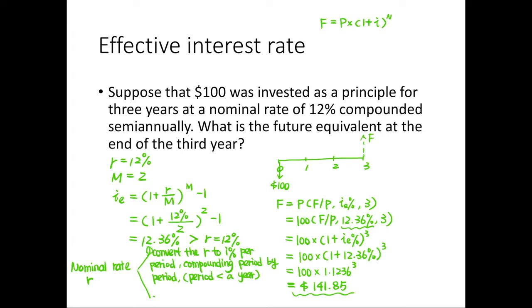That's your first option. The second option is you can use your nominal rate to find the effective annual interest rate. Okay, so find IE and then compound it year by year. Okay, these two options will give you the same answers.